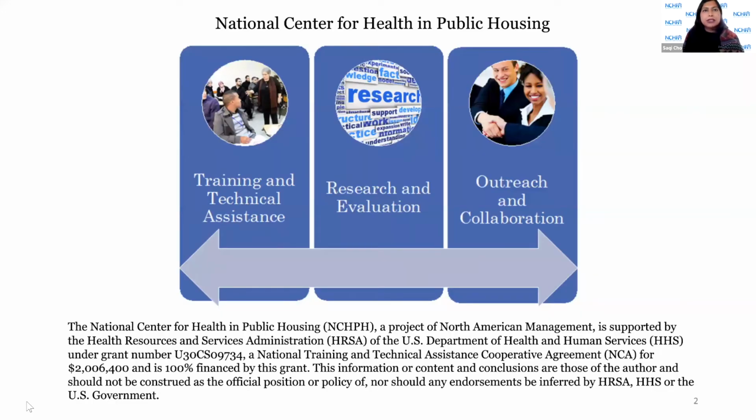In case you aren't familiar, the National Center for Health and Public Housing is an organization that conducts research and provides training and technical assistance and outreach to health centers that are located in or immediately accessible to public housing. With the support of the Health Resources and Services Administration, we're able to work directly with housing authorities and health centers and other organizations to improve access, quality of care, health equity, and ultimately improve health outcomes for public housing residents. And just a quick disclaimer that the information that we're presenting today and in the following sessions are our own. They don't represent the views of HRSA or HHS or the federal government.